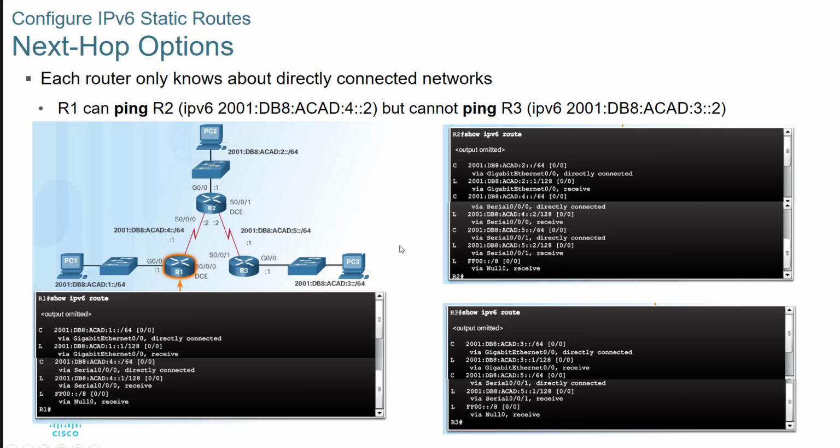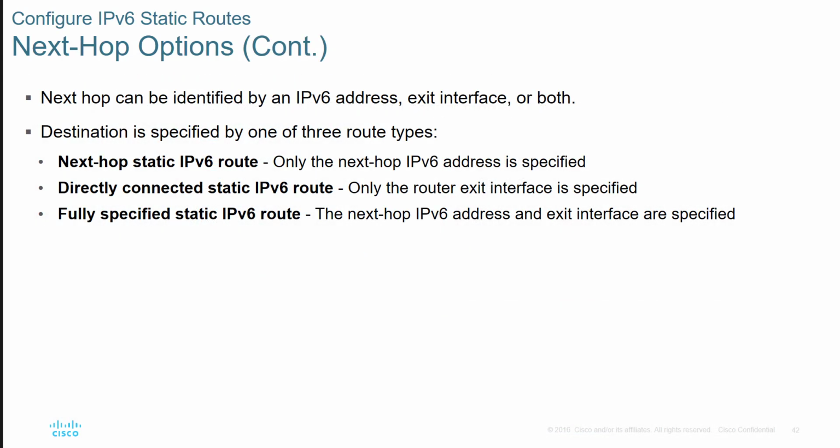So you'd have to go back and actually do a show run to verify that your paths are correct, or you're using the right ports to go out of. And then here's some more information about IPv6. Only the next hop IPv6 is specified. Only the router exit is specified. So here, this is kind of like IPv4, where you can specify either the address or the port to the next, either where you're going or where you're coming out of.